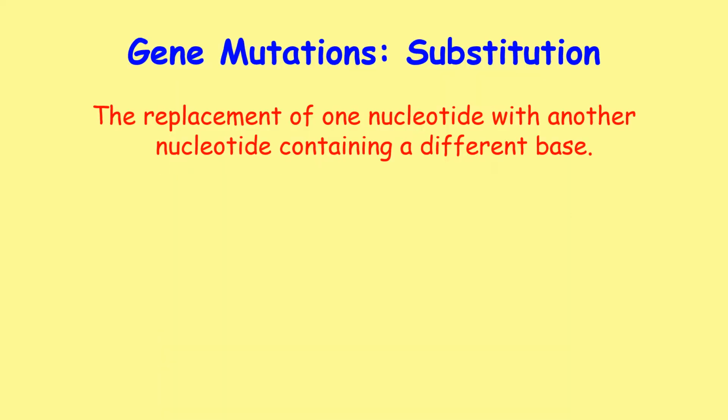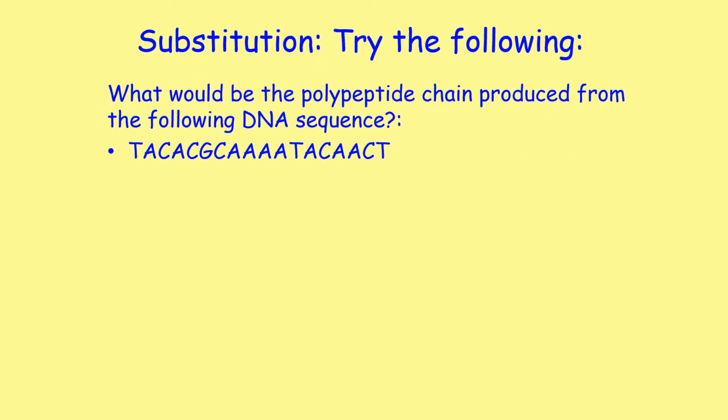Now the first gene mutation that we're going to take a look at is substitution, and it does exactly what it says on the tin. So in a gene substitution mutation, one nucleotide, remember a nucleotide, not just a base, is replaced with another nucleotide, but that other nucleotide contains a different base. And now we're going to take a look at some examples of substitution mutations.